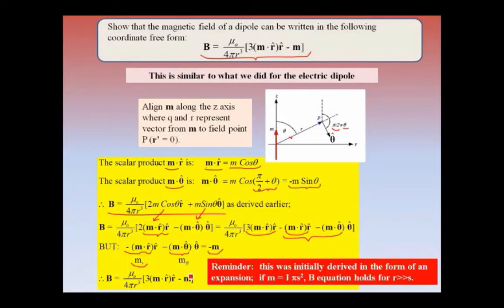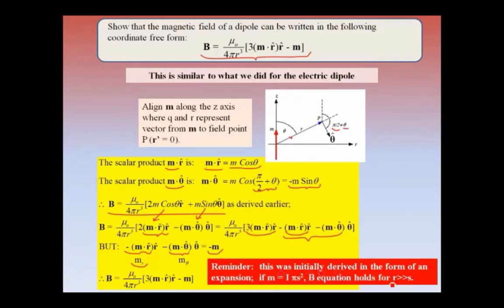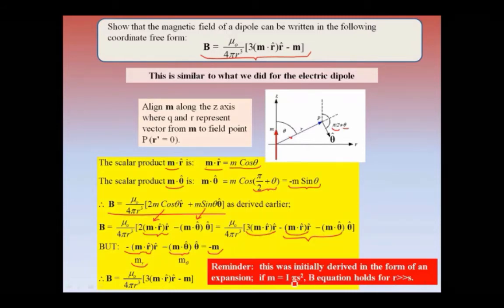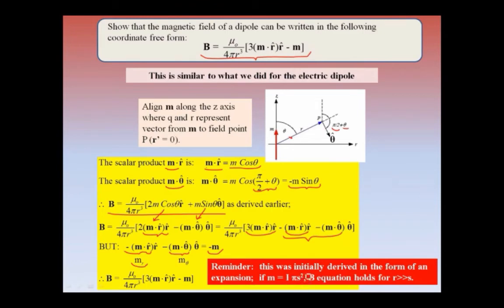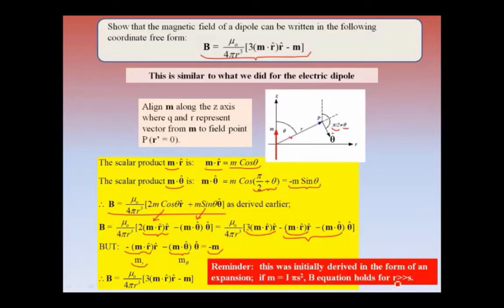Just to remind you, the way we got this was through the expansion of A. If we're only going to look at the dipole term, then we're looking at the case where r is considerably larger than the size of the dipole. Pi s squared is what we call little a. So if m is equal to I times little a, this equation holds rigorously for very large distances away from that little area, which means r is much greater than s.